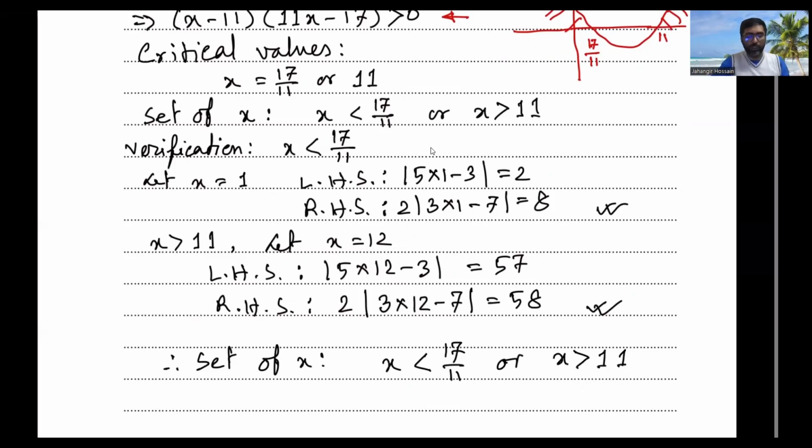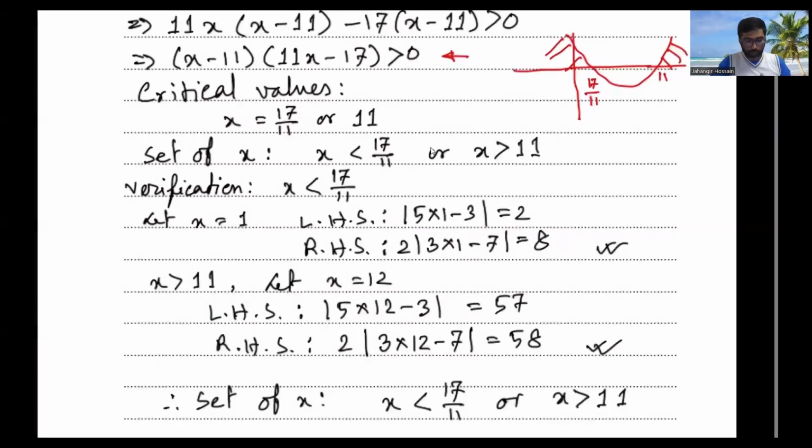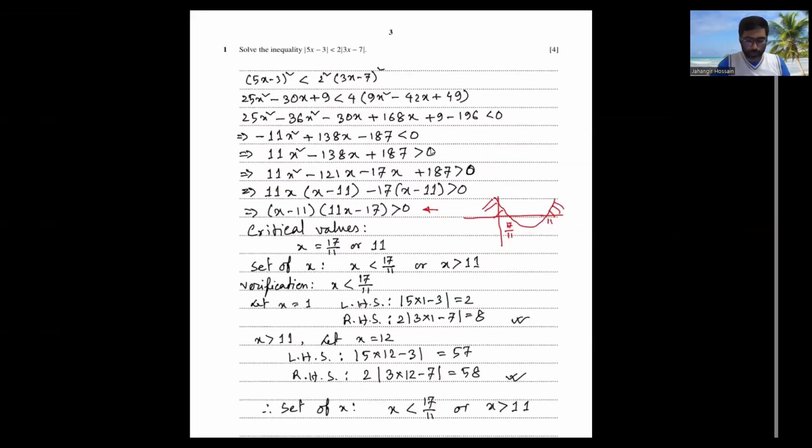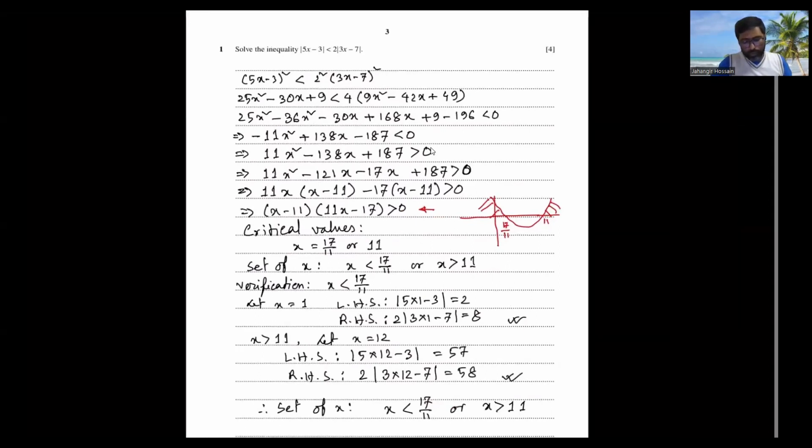Both of the regions are the solution of this inequality. Okay, that's question number 1, and the marks are 4. But the thing is, I want to point out whether this verification is necessary or not. If both sets of x satisfy this inequality, then this verification is not mandatory. But if you have to discard one of the regions, then this verification is mandatory.